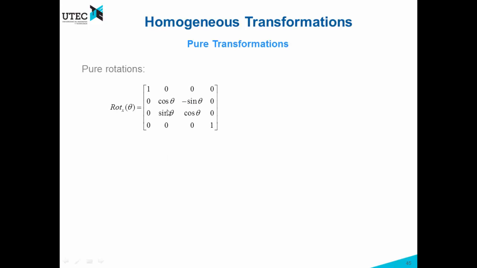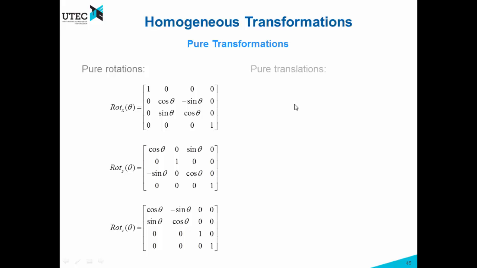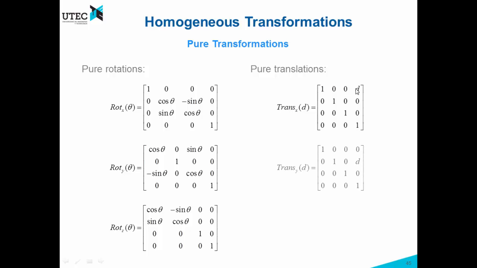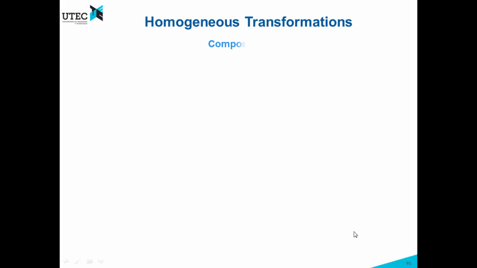So, continuing with pure transformations, a rotation about x will be the same rotation about x, but here no translation. Then about y, no translation. About z, no translation. And pure translations will have here the identity, and here, if this is translation in x, I will have d in x. If this is in y, d in y. If this is in z, d in z.